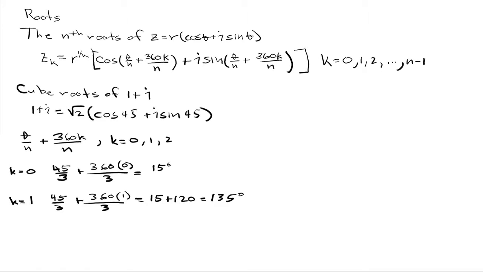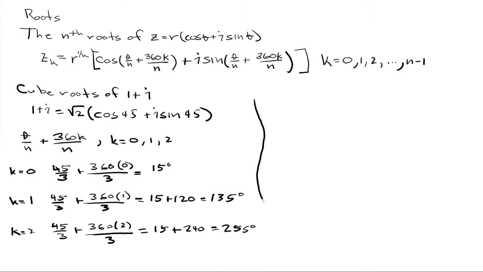And then for 2, for k equals 2, again we get 45 over 3, which is still 15, plus 360 times 2 over 3, which is 240. So we end up with 255. So we have our 3 angles for our 3 roots.